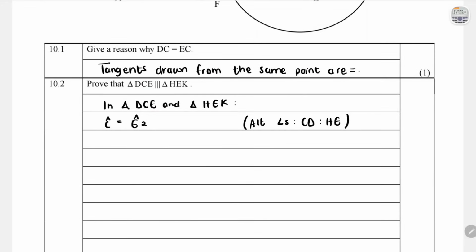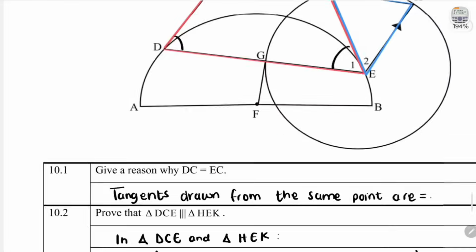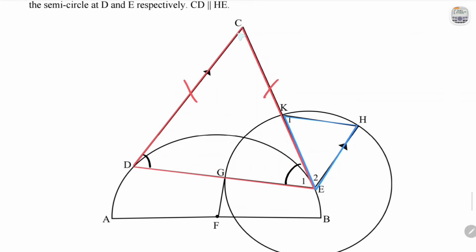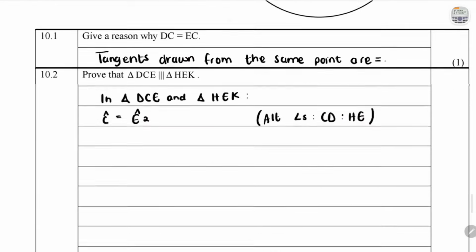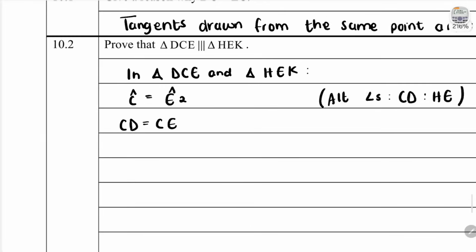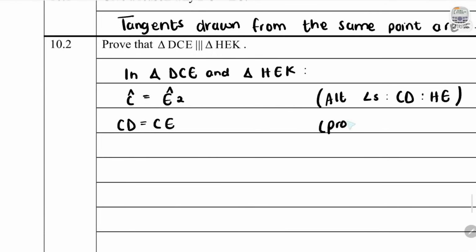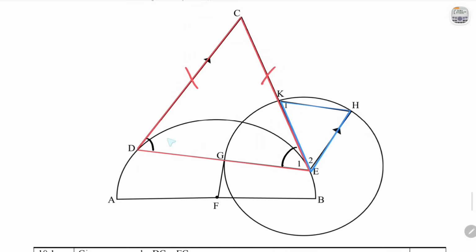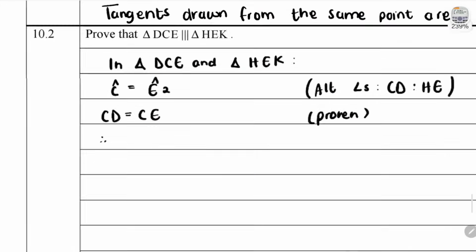Okay, so because of those parallel lines, and then you see that we had isosceles triangles. Both of them were isosceles. So we can just first tell them that CD is equal to CE. And this was proven in the previous question, so I'll just say proven. And because they're equal, that means their base angles would also be equal. So therefore, angle D is equal to angle E1.